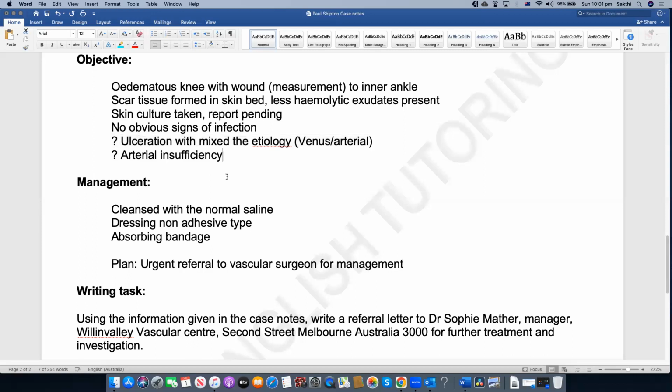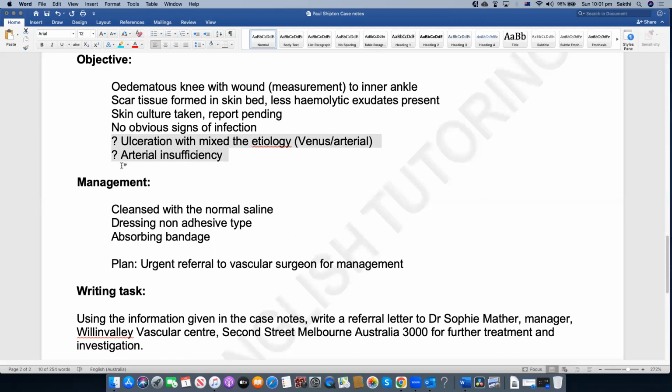So the current diagnosis is only suspected. When you see the question marks, it's only suspected. They are suspecting that the patient may have ulceration with the mixed etiology and arterial insufficiency as well. Maybe. So it's not 100% confirmed. The sender is actually doubtful, so only the receiver needs to confirm these two things. Okay, so we have to include these ones as well. They are going to be relevant to the vascular surgeon, right?